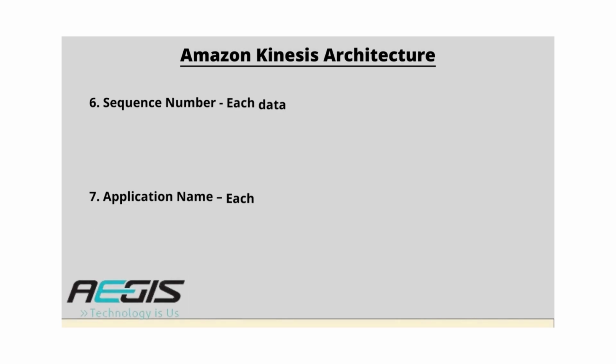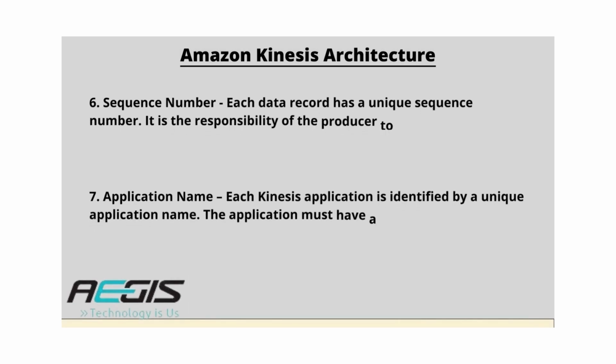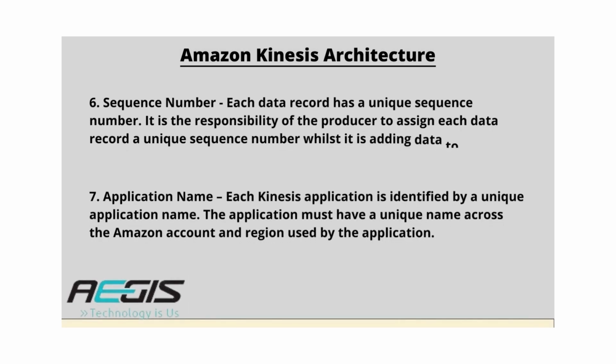Sixth is sequence number. Each data record has a unique sequence number. It is the responsibility of the producer to assign each data record a unique sequence number whilst it is adding data to the stream. Seventh is application name. Each Kinesis application is identified by a unique application name. The application must have a unique name across the Amazon account and region used by the application.